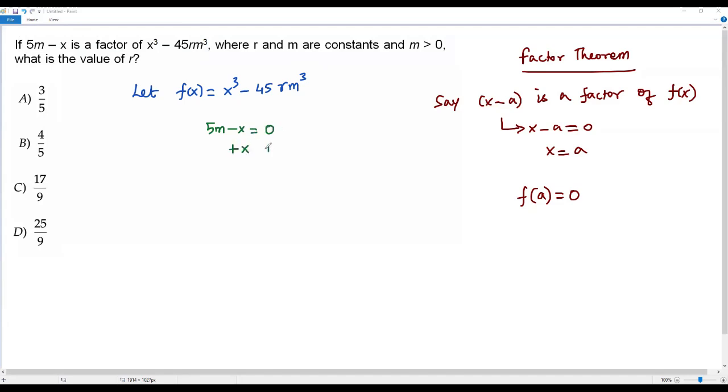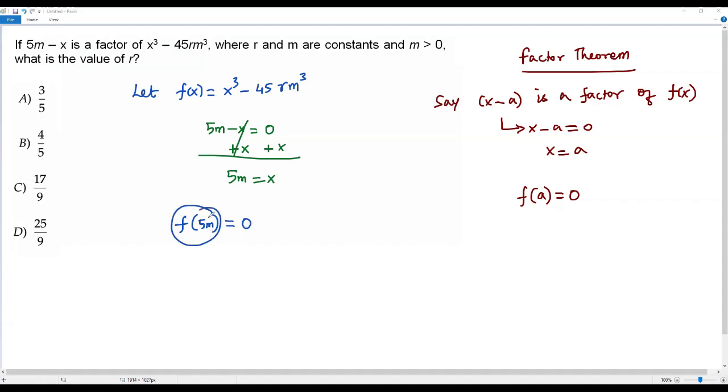Let me add x to both sides. The −x and +x cancel, and I'm getting 5m = x. Now I have solved for x: x equals 5m. Now I plug this value of x, 5m, into the function. So I'm getting f(5m), and it must be equal to 0 because 5m − x is a factor of f(x). According to the factor theorem, the result of f(5m) must be equal to 0.